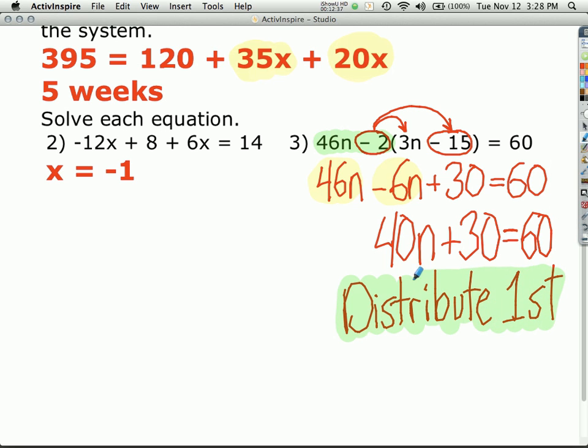So now you have to be like a private eye. You have to be searching for distributive property. Is there anywhere distributive property? If there is, gotta do that first. If not, then move on.